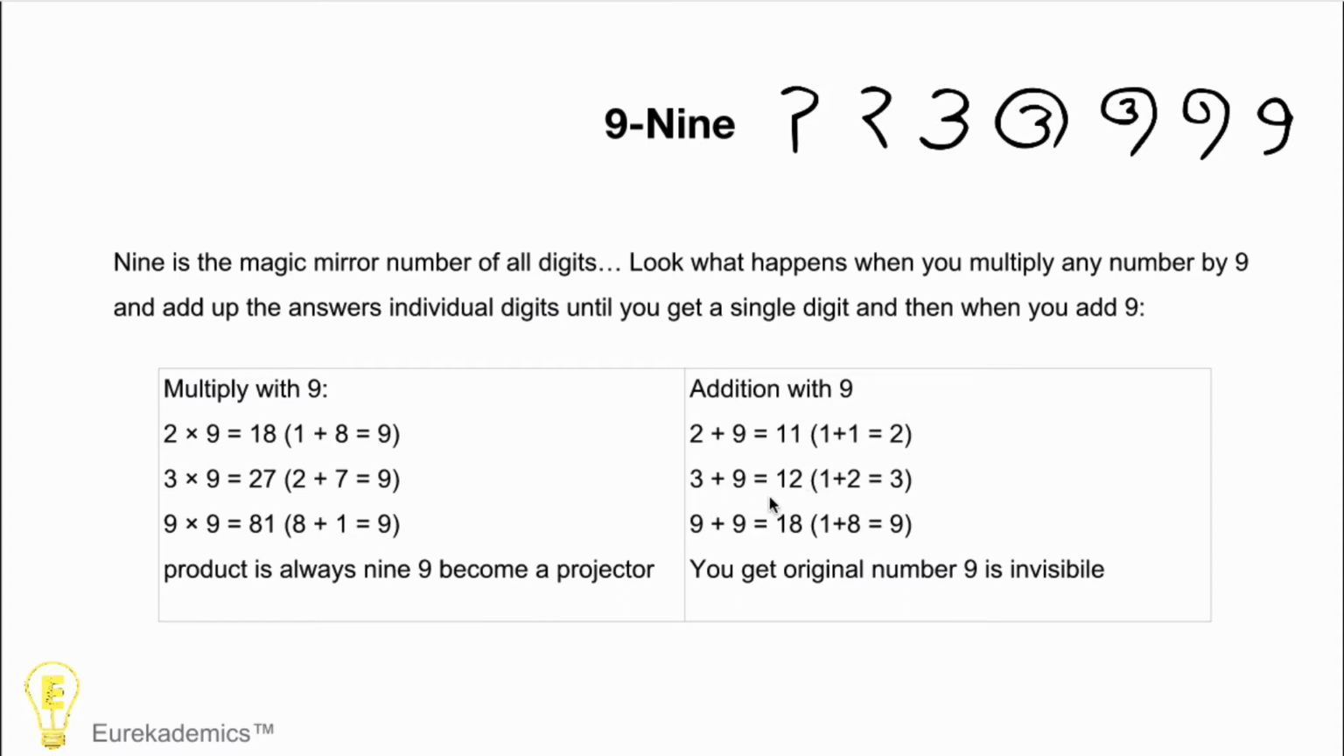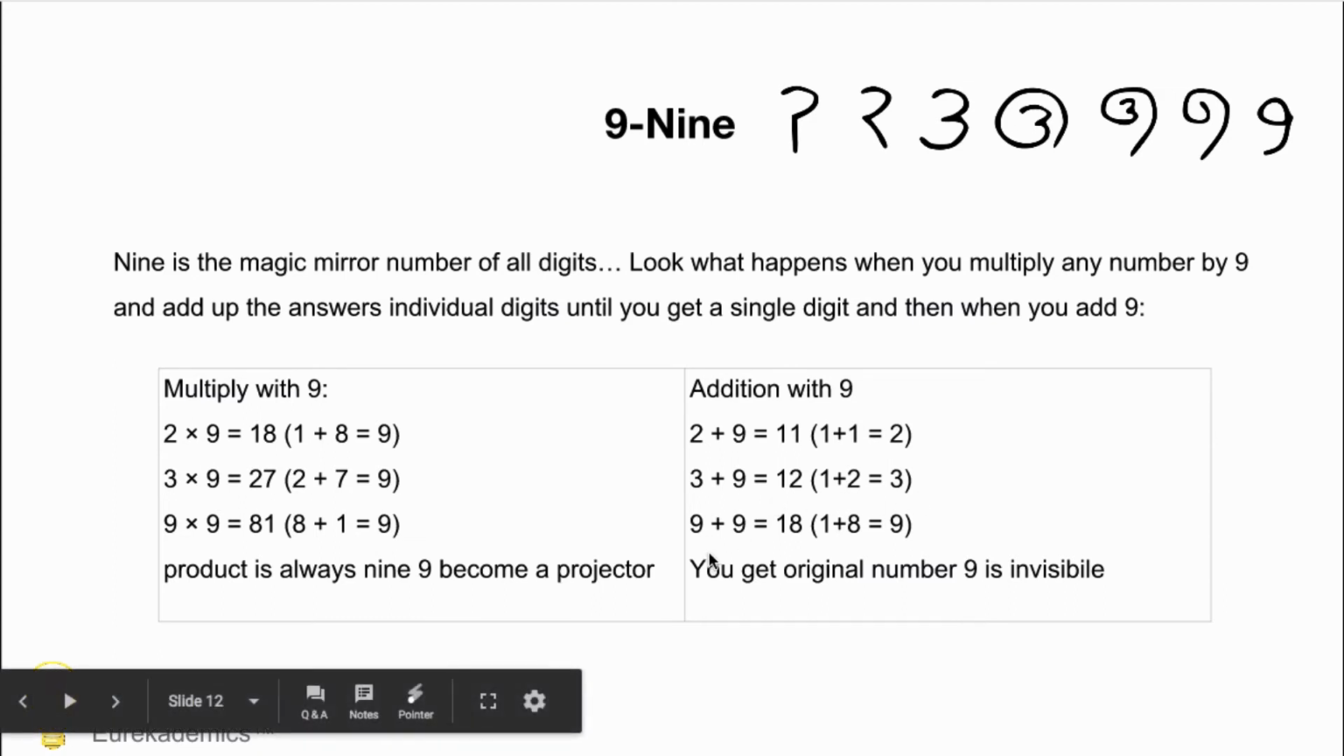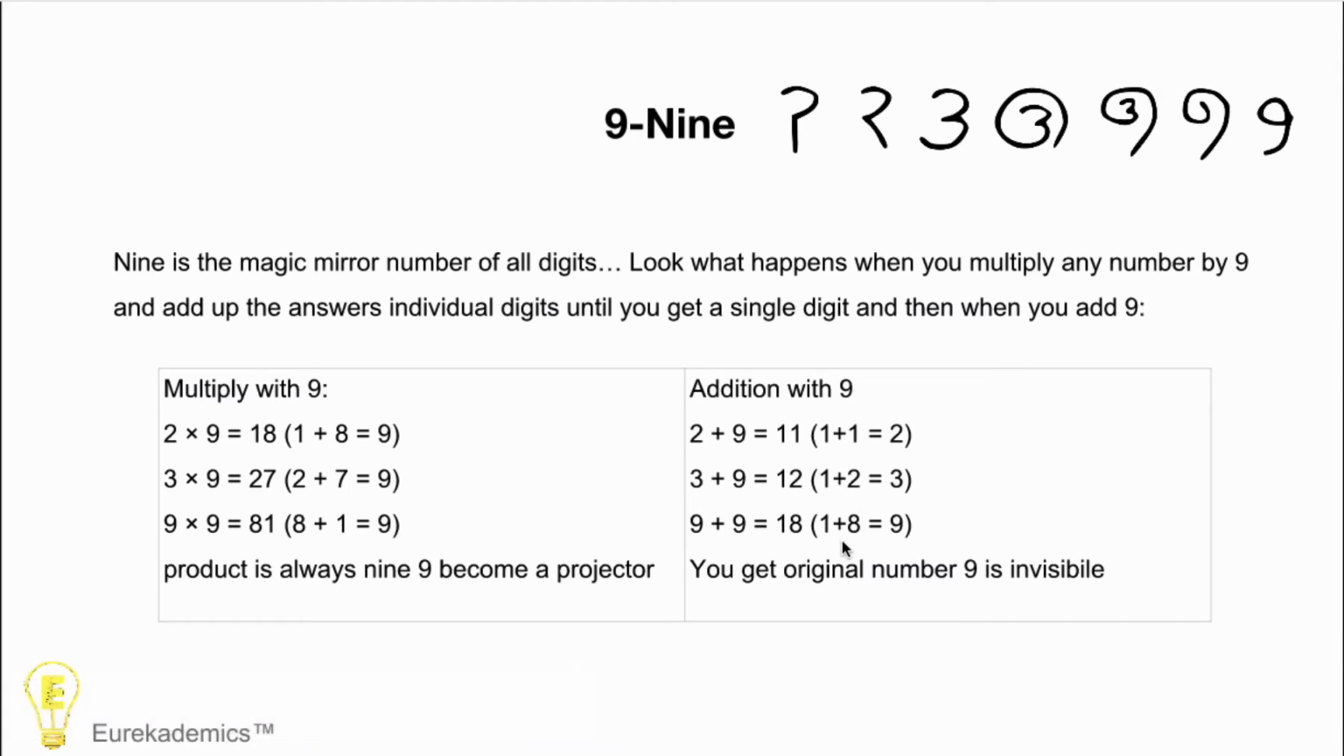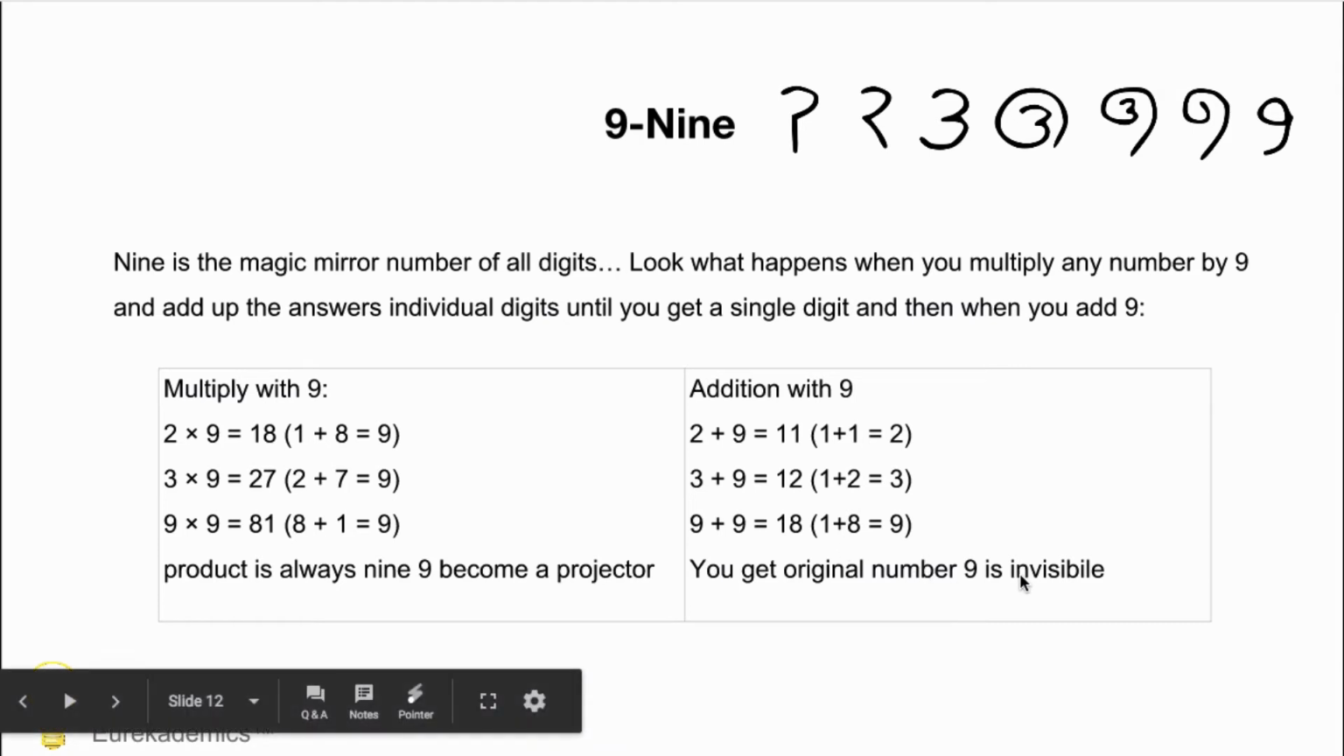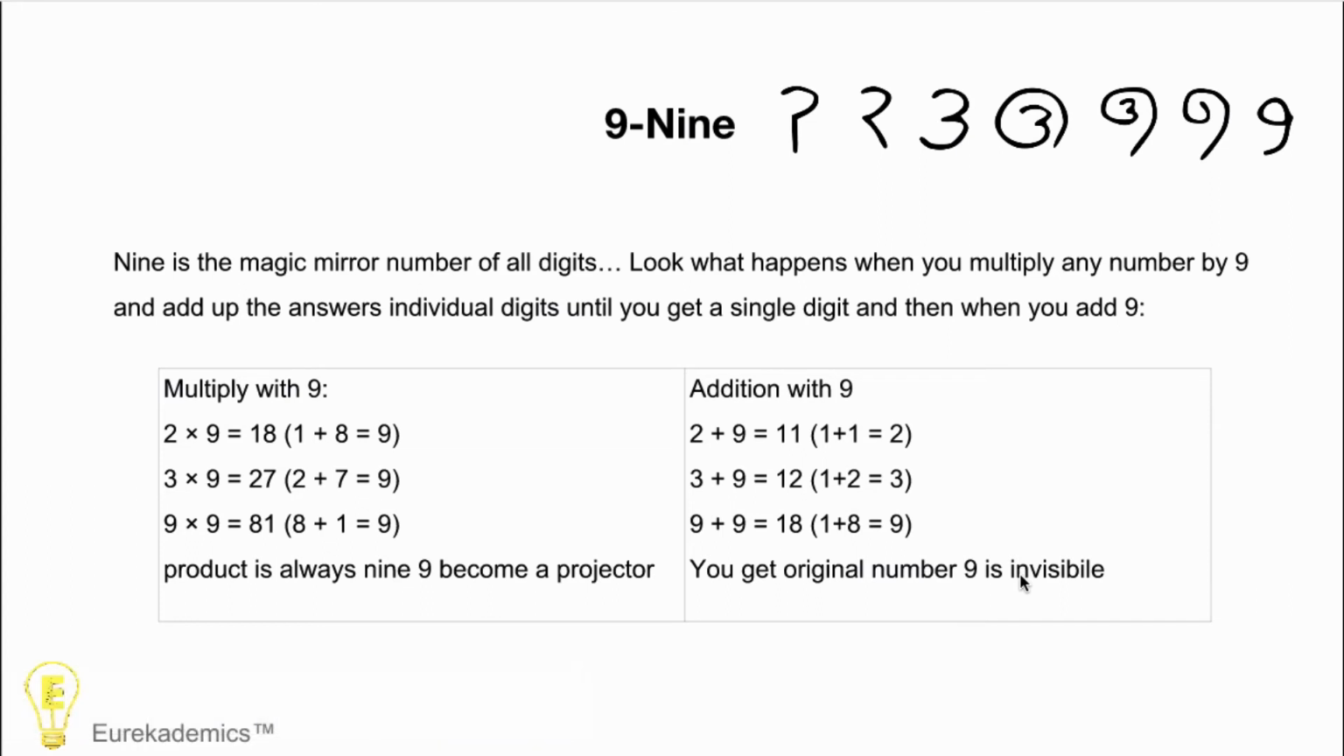So 3 plus 9 is 12. 1 plus 2 equals 3. And 9 plus 9 is 18, and 1 plus 8, of course, is 9. You get the original number regardless of what happens when you add or subtract 9.